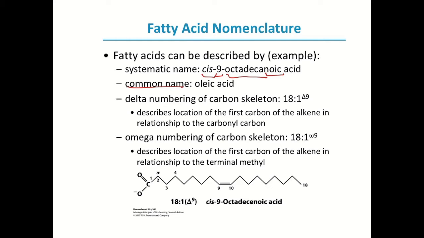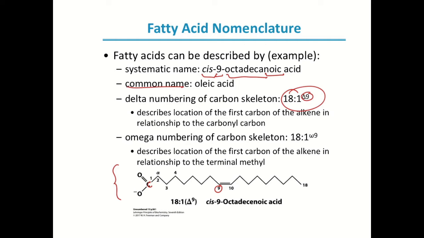In the delta numbering system, you start from the carbon of the carboxyl group. So let's look at this example. The carbon of the carboxyl group would be 1, and then you number left to right, 1 to 18. The location of the alkene you're going to indicate by using the carbon number that it starts at. And then you want to illustrate that it has a total of 18 carbons with this notation. So you have the total number of carbons, 18, colon, then the total number of double bonds, which in this example would be 1. And then the delta 9 tells you that the double bond starts at carbon 9.